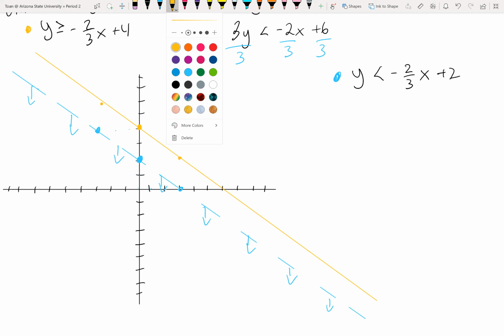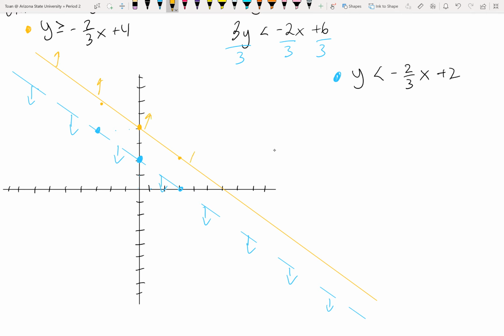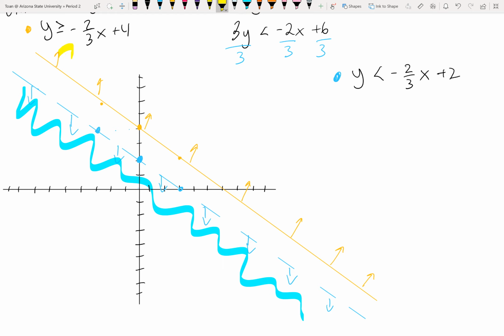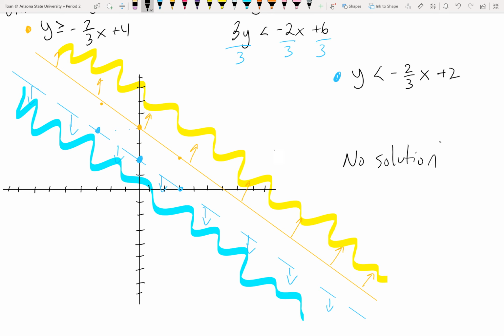And then we do the shading. Since it's greater than, we shade up. Right, so the solution set is where they both overlap. If for the blue function you shade downwards and for the yellow function you shade upwards, will those two colors ever touch? No. So the answer to this question would not be this picture. The answer would be no solution. That's what I would submit.